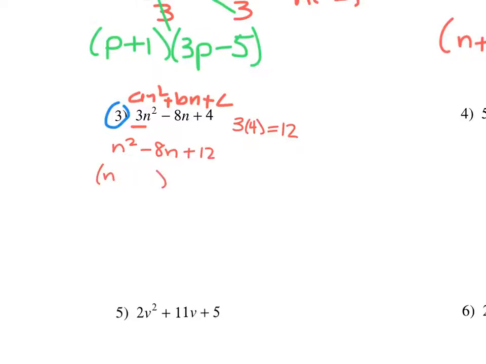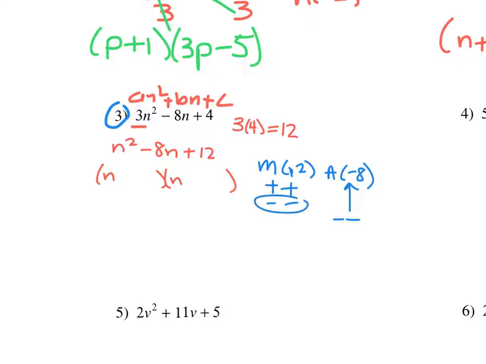When I factor here, you've got to think: multiply to 12, add to negative 8. So that tells me my signs are the same because it's a positive 12. You can't multiply two numbers of different signs and get a positive number, so they have to be the same, and the question is which one. So over here this tells me minus, minus.